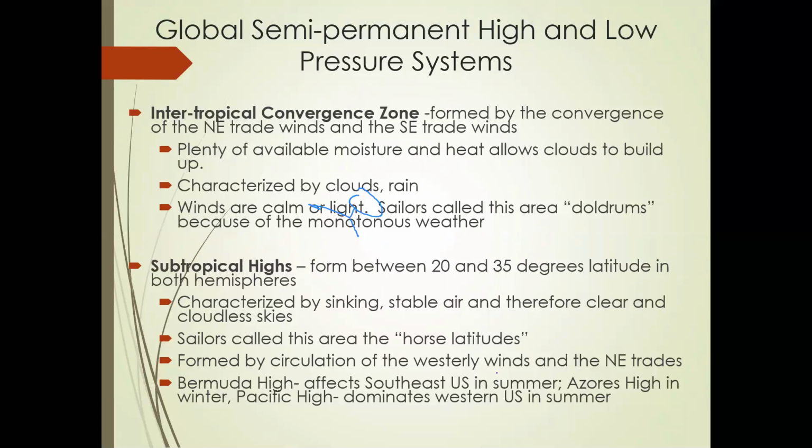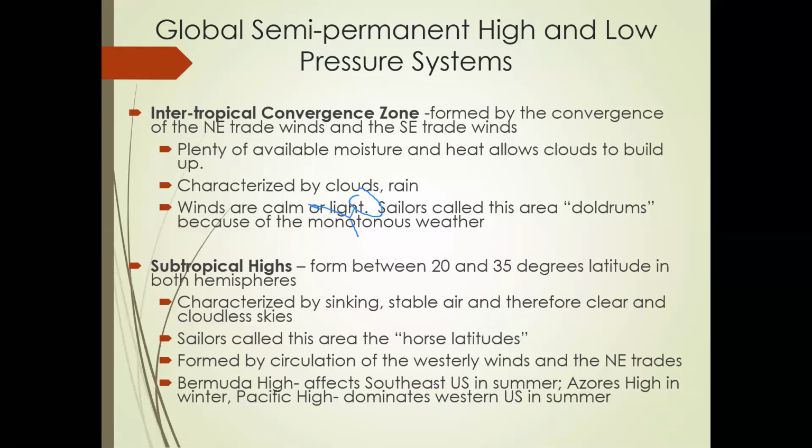The sailors back in the day called these areas the doldrums because it was the same weather day after day. Hot, muggy, cloud buildup, rain. Start all over the next day. Hot, muggy, cloud buildup, rain, thunderstorms. Subtropical highs form between 20 and 35 degrees latitude in both hemispheres. Sinking, stable air. Sinking air is stable air, so clear and cloudless skies.